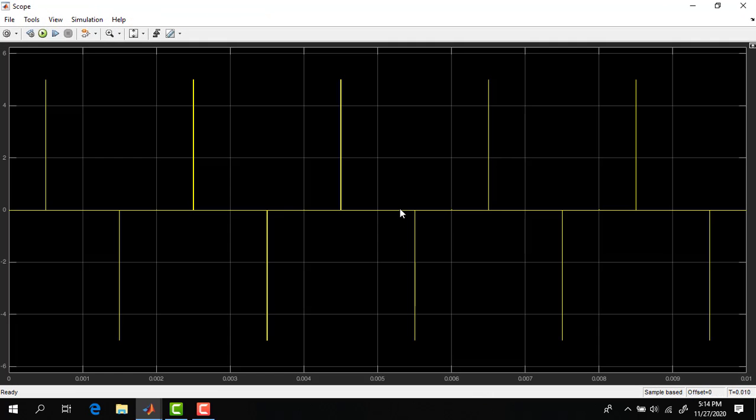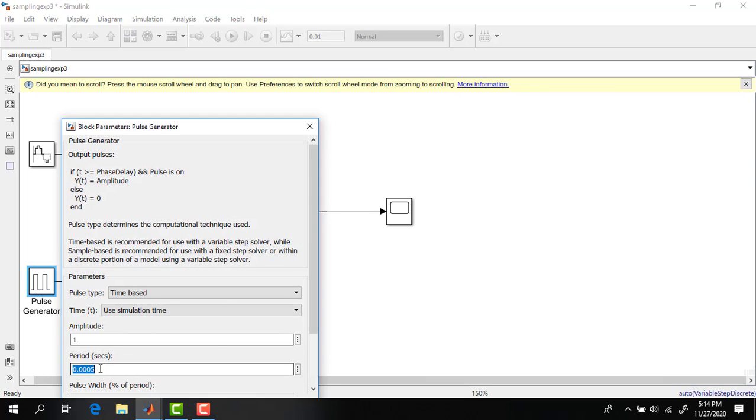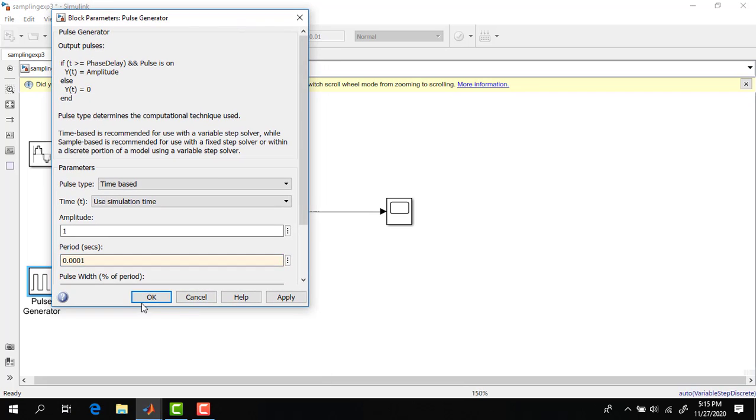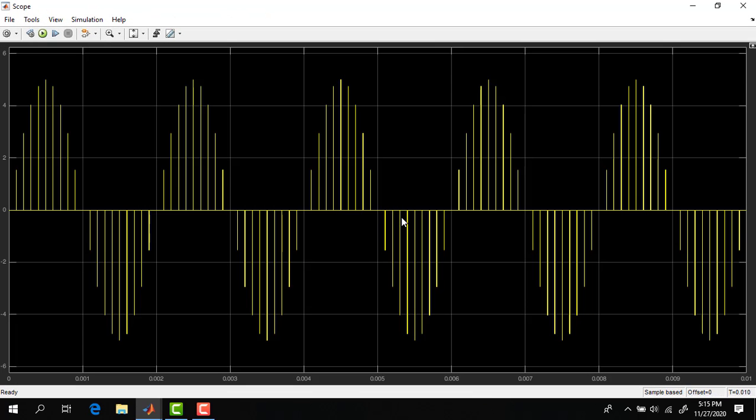It is still not a very good signal to visualize, so let's increase the frequency a bit more. Now we have increased the frequency to 10 times the Nyquist frequency. Now you can get a very good visualization that this was actually a sine wave in continuous form. See, you have sort of a continuous wave.